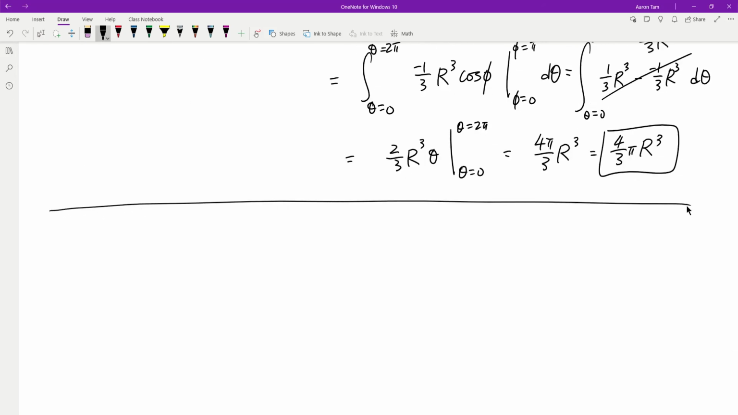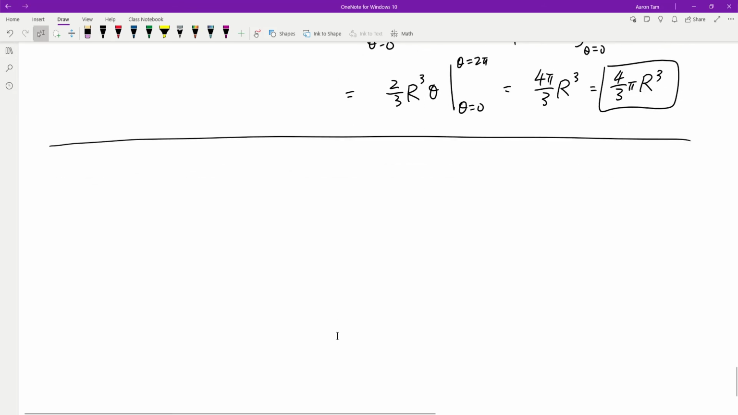Alright, the next thing I want to talk to you about is this one. It's the last coordinate system, which is our cylindrical coordinate system.